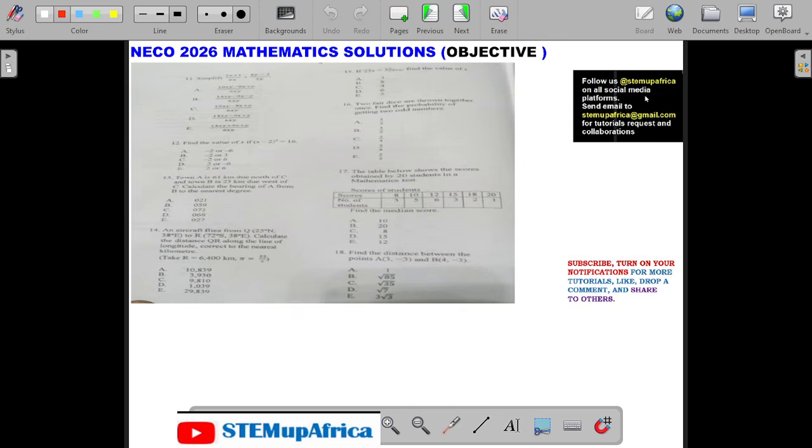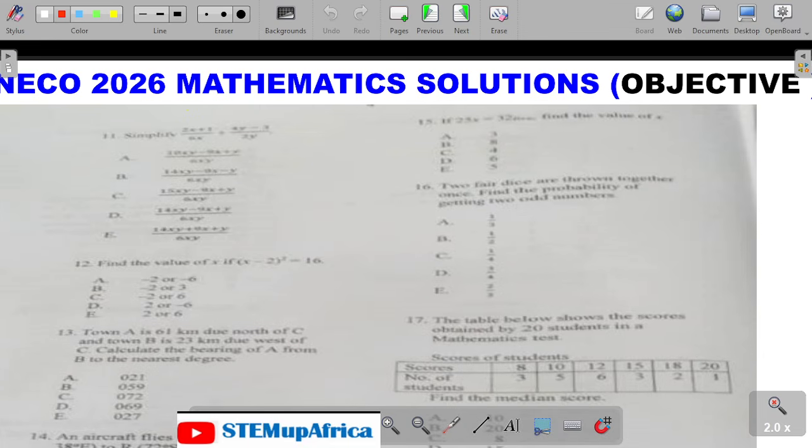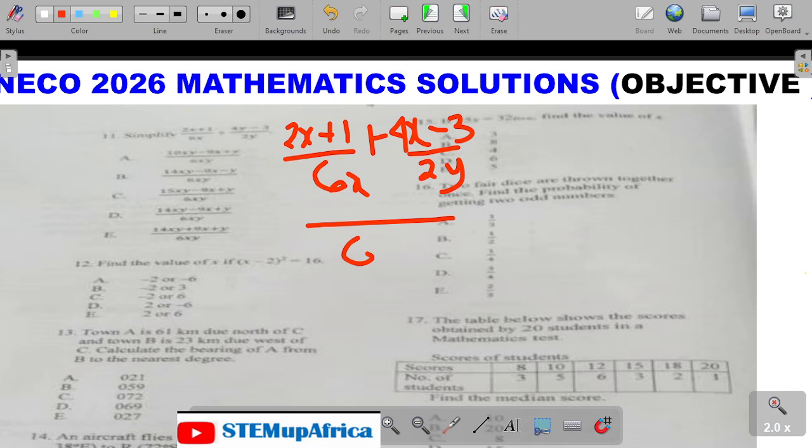Let's go to 11. Let's see what we have there. It says we should simplify this value. We have 2x plus 1 over 6x plus 4x minus 3 over 2y. So my LCM is 6xy. 6xy into 6x, I'm left with y. That will give me 2xy plus y. The 6xy into 2y, I'm left with 3x.